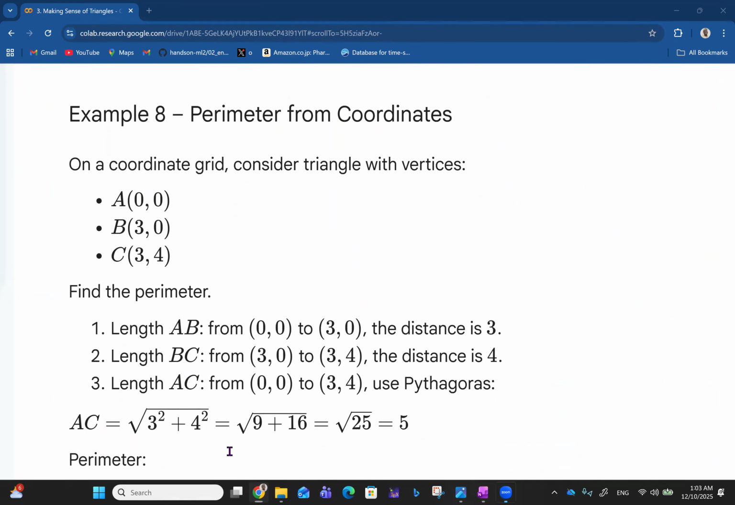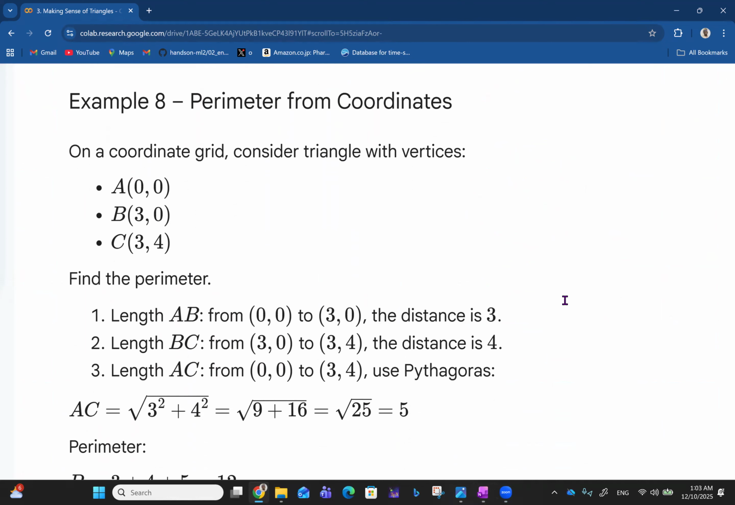So example 8, we can talk about perimeter from a coordinate system. I talked about this a lot under coordinate geometry, so you want to check out that whole playlist. On a coordinate grid, consider a triangle with vertices A (0, 0), B (3, 0), and C (3, 4). Find the perimeter. For the length AB, from (0, 0) to (3, 0), the distance is 3. Then for BC, we know how to find distance, right? From (3, 0) to (3, 4), the distance is 4.